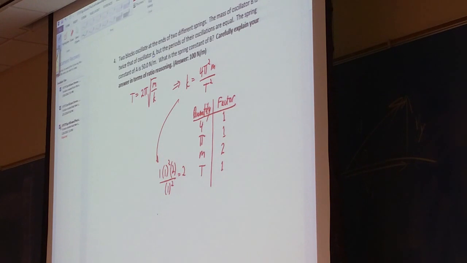All right, so the spring constant is directly proportional to the mass, and 2 is not our answer though. We're not asked to find the factor by which the spring constant of B is larger than spring constant A. We're asked to find the actual spring constant of B. So we can say that K sub B is equal to 2 times K sub A, which is just going to be our 100 newtons per meter.